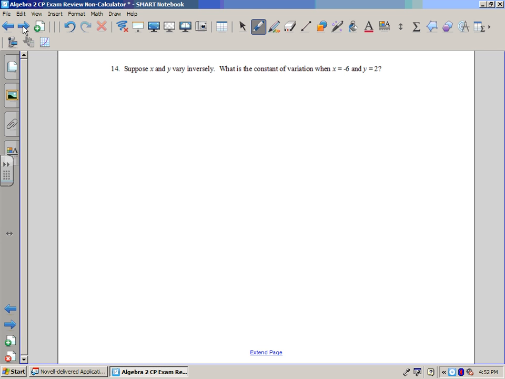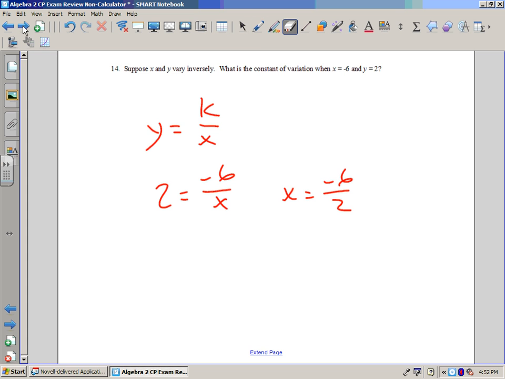14. Suppose x and y vary inversely. That would mean that y is equal to k over x, where k is some constant of variation. Well, in this case, 2 is equal to negative 6 over x. I'm sorry, what am I doing? Scratch that. Let's try it again. 2 is equal to k over negative 6. Multiplying both sides by negative 6, k is equal to negative 12.